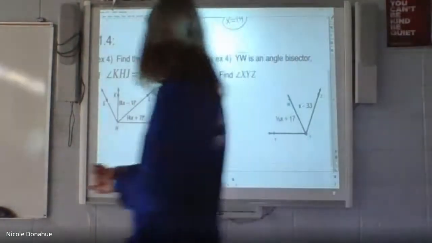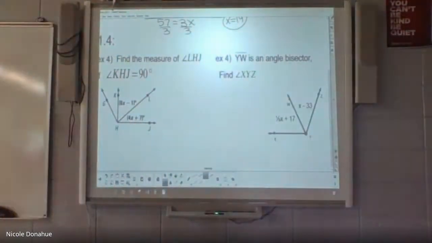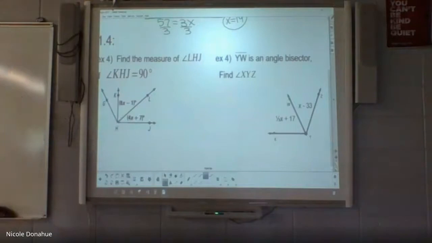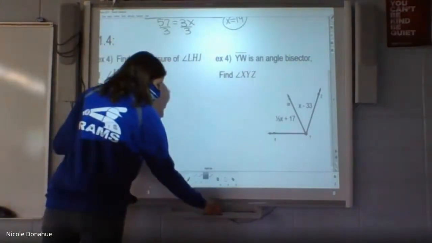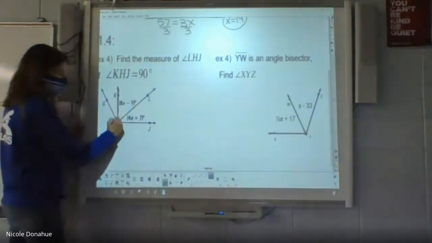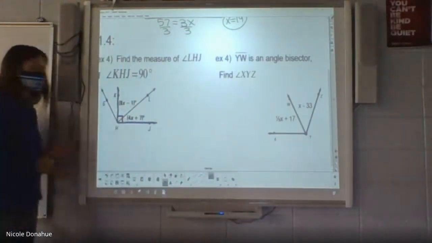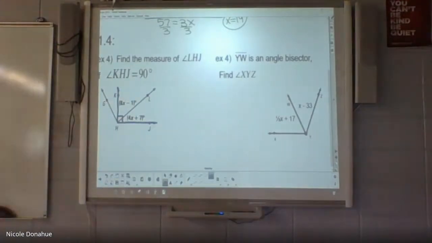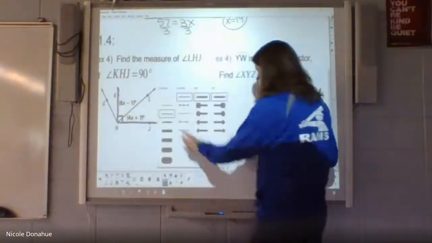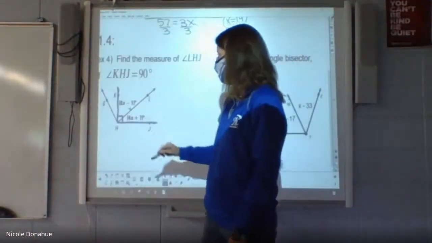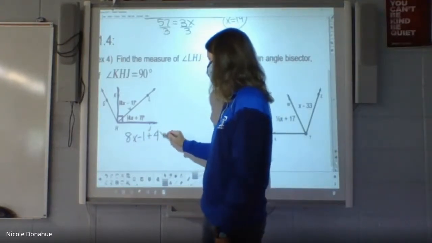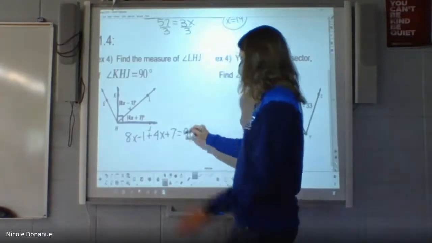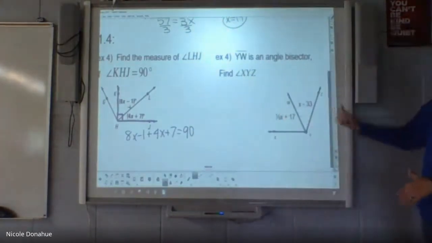All right, so in this problem, they tell me to find the measure of LHJ if KHJ is 90 degrees. So they're telling me that this is 90. So how are we setting this one up? Yeah, Evelyn? 4x plus 7 plus 8x minus 1 plus 1. Yeah. And I'm just gonna, because I started writing the 8 first, but yes, you're right. You can also write it that way. You just reverse the order, it's fine. I just started with my 8.